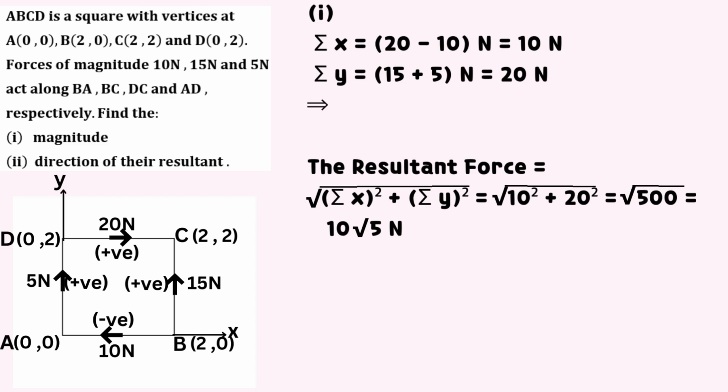For the summation of forces acting on the y-plane, we have the sum to be equal to 15 plus 5, which equals 20 newtons. The two forces are moving on the positive y-axis.